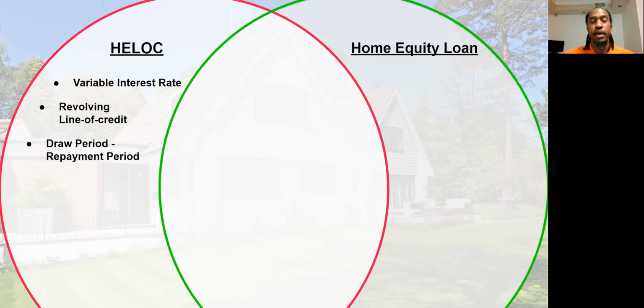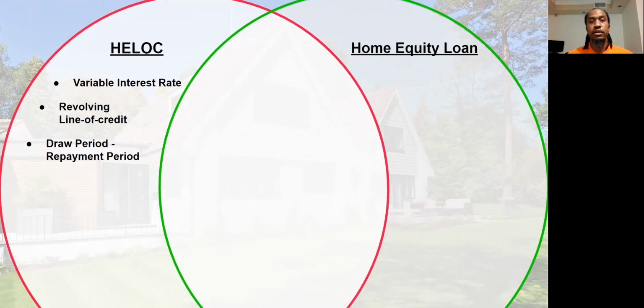The draw period varies from lender to lender, but typically you see a 5-year draw period, sometimes a 10-year draw period. That draw period is the period of time that the line of credit is open to you. So for example, if you were to take a $40,000 home equity line of credit out of your home and you have a 5-year draw period, that means for 5 years, you can charge up to $40,000 on that line of credit, pay it off, charge it up again, and pay it off for up to 5 years.